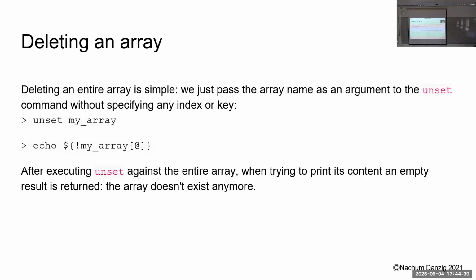When trying to print its content, an empty result is returned. Yes, sir. Right. When I try to print the array, I just get nothing here. Because it's not there. It's not an error, by the way. Right? I can always print a non-existing array. It will just give me nothing. It's not going to tell me undefined array.